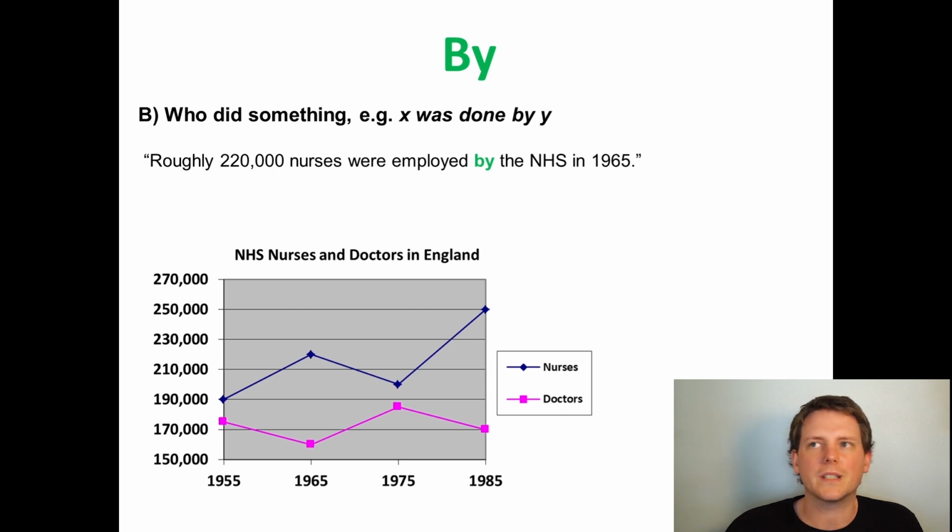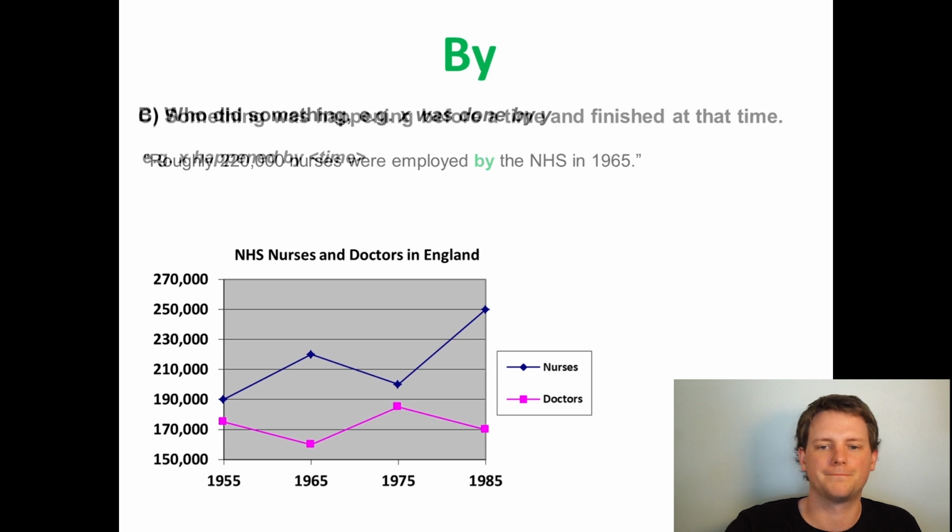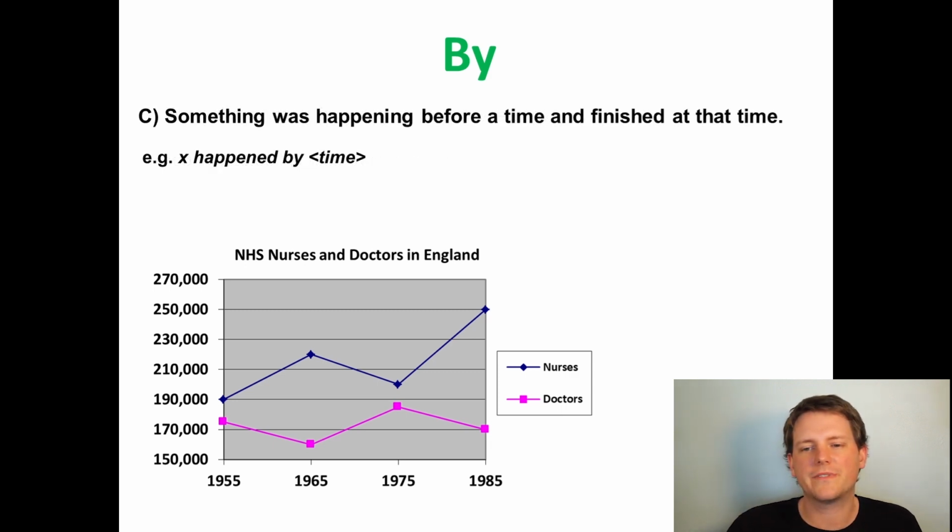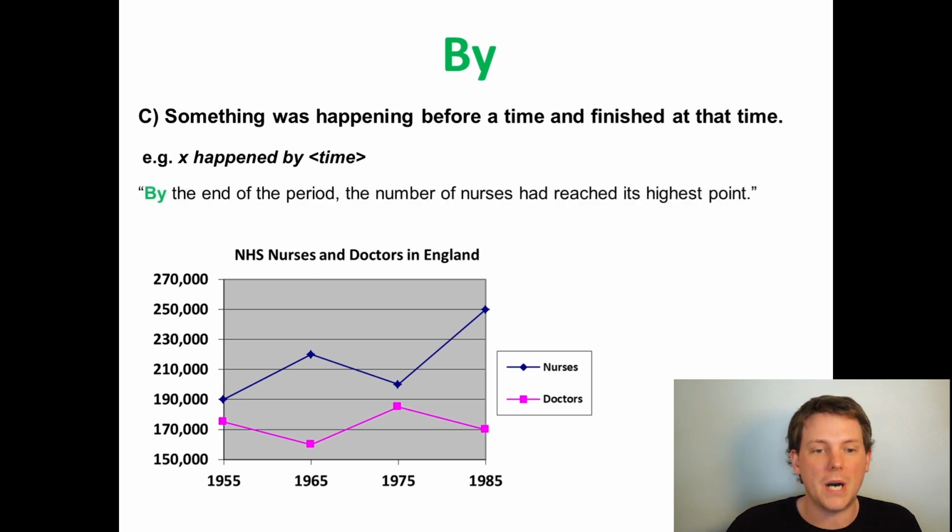So, who did something? The number of pizzas consumed by teenagers was. The amount of gas used by the UK was, etc. Who did what? Next, something was happening before a time and finished at that time. X happened by a time phrase. By the end of the period, the number of nurses had reached its highest point. So the end of the period 1985, and that's the highest point for the nurses. So sure, it happened at that point. It's basically all it means.